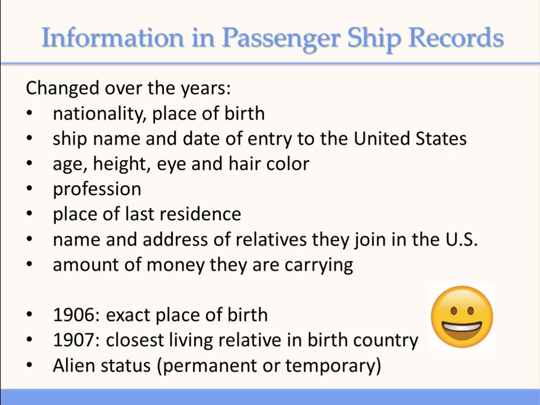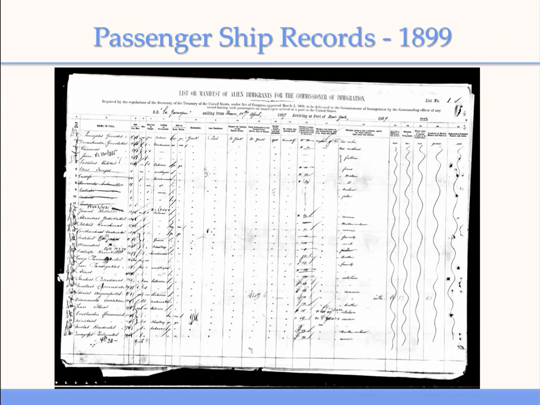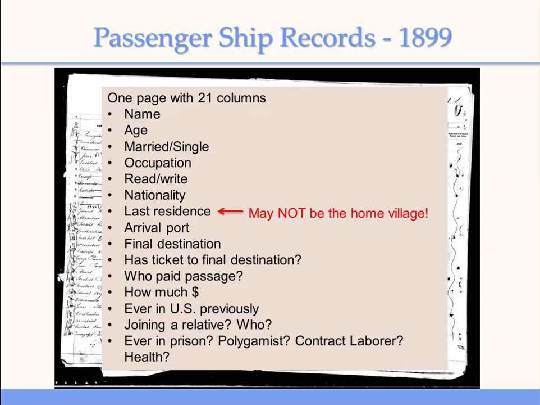Starting in 1906, 1907, more specific information was asked, including the exact place of birth and the closest living relative in the birth country. Also, the alien status, if they were permanent or temporary residents, is very important, as we shall see moving on. Here's an example of an early passenger ship, 1899. You can see that there's sparse information here, but there are certainly names, ages, and at least country of origin.